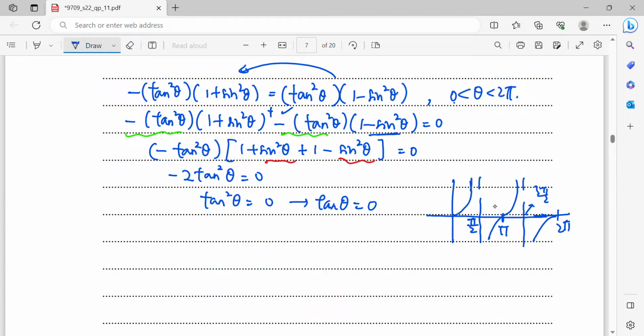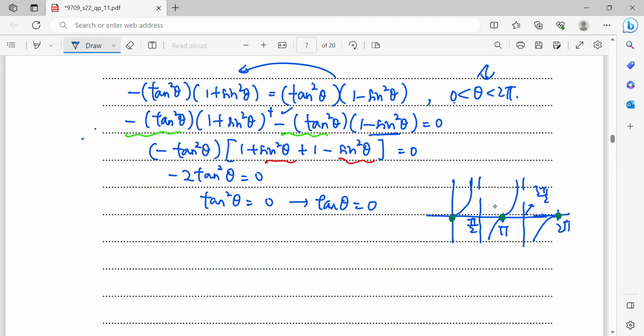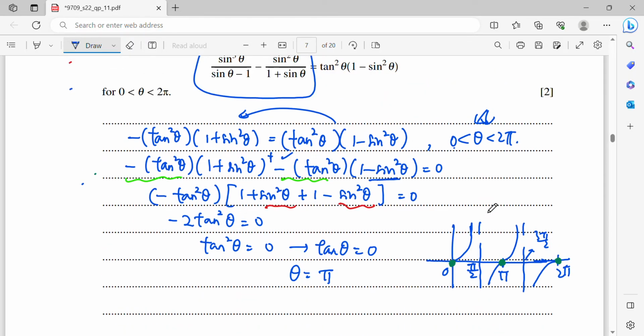Okay, so now when you look here, tangent theta is 0 means that you get a few solutions: 0, pi, and 2 pi. Alright, but by looking at the domain here, the interval of theta, theta is greater than 0 but less than 2 pi, means that we cannot accept exactly 0 and exactly 2 pi, which means your theta is just pi for this question. Okay, so that's the solution for part B.